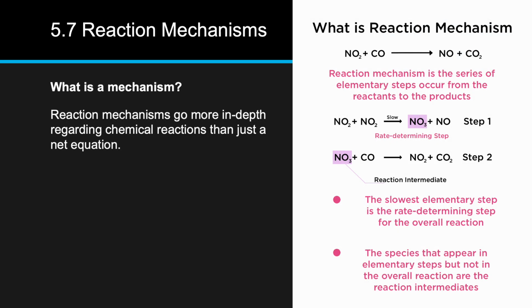A reaction mechanism explains how a reaction happens, not just the final net equation. It breaks the overall reaction into a series of elementary steps that take reactants to products. In this example on the right here, we see that the reaction occurs in two elementary steps, and the slowest step is the rate determining step, meaning it controls the overall reaction rate. Any species that is produced in one step and consumed in another, like NO3 here, is called a reaction intermediate because it appears in the mechanism, but it cancels out and does not appear in the overall balanced reaction.